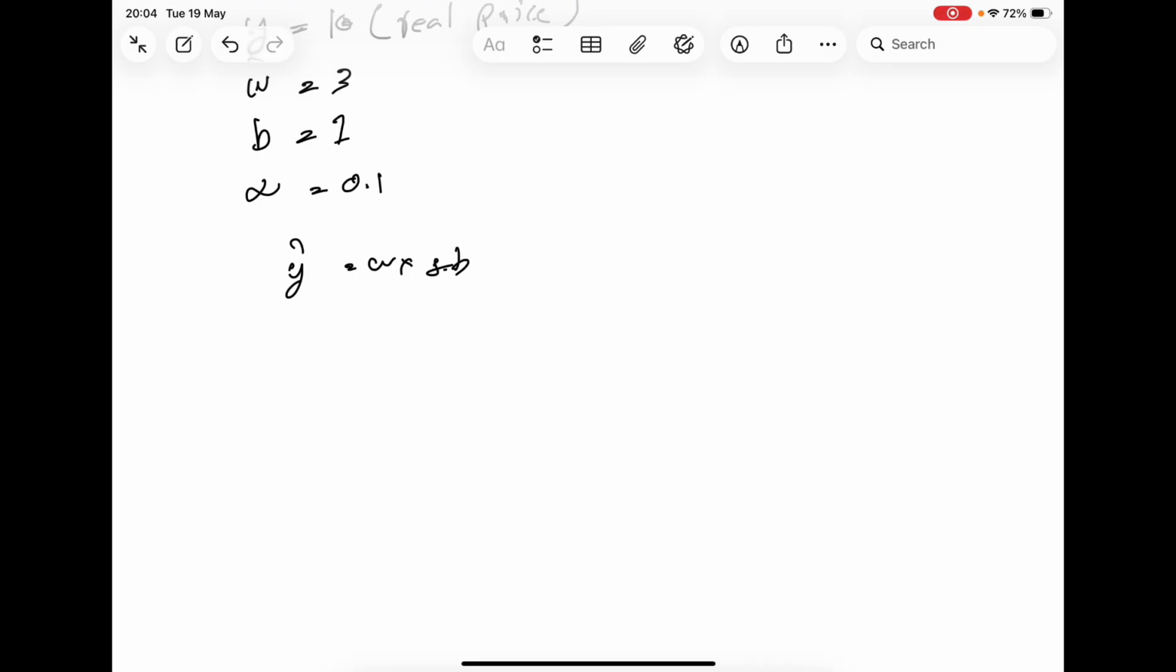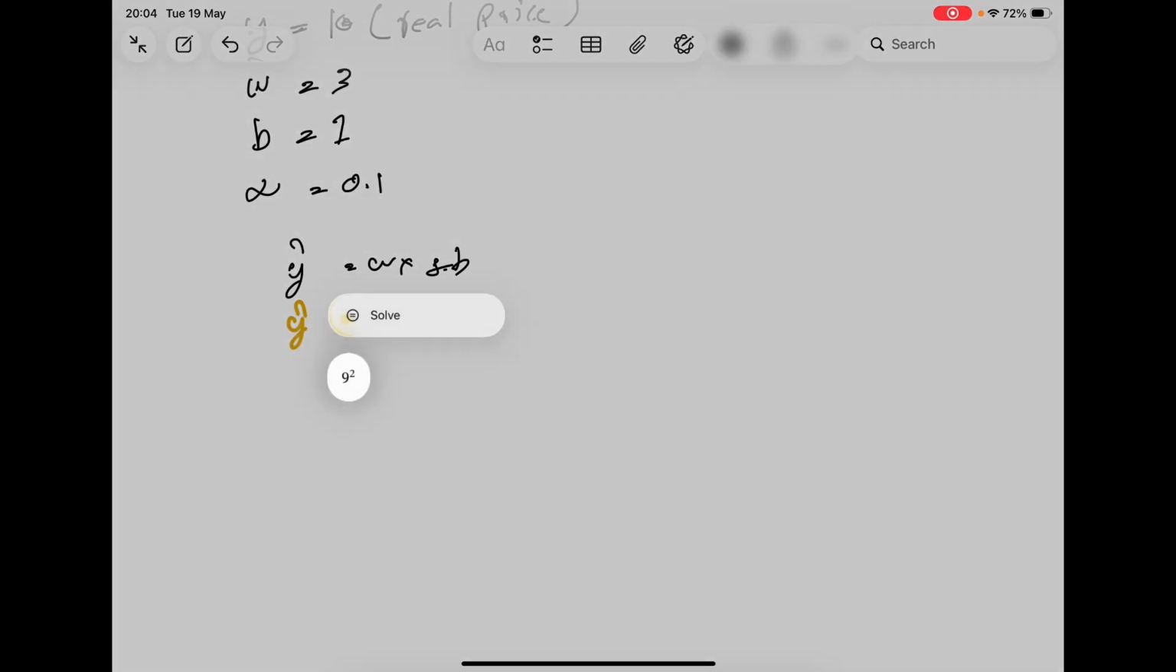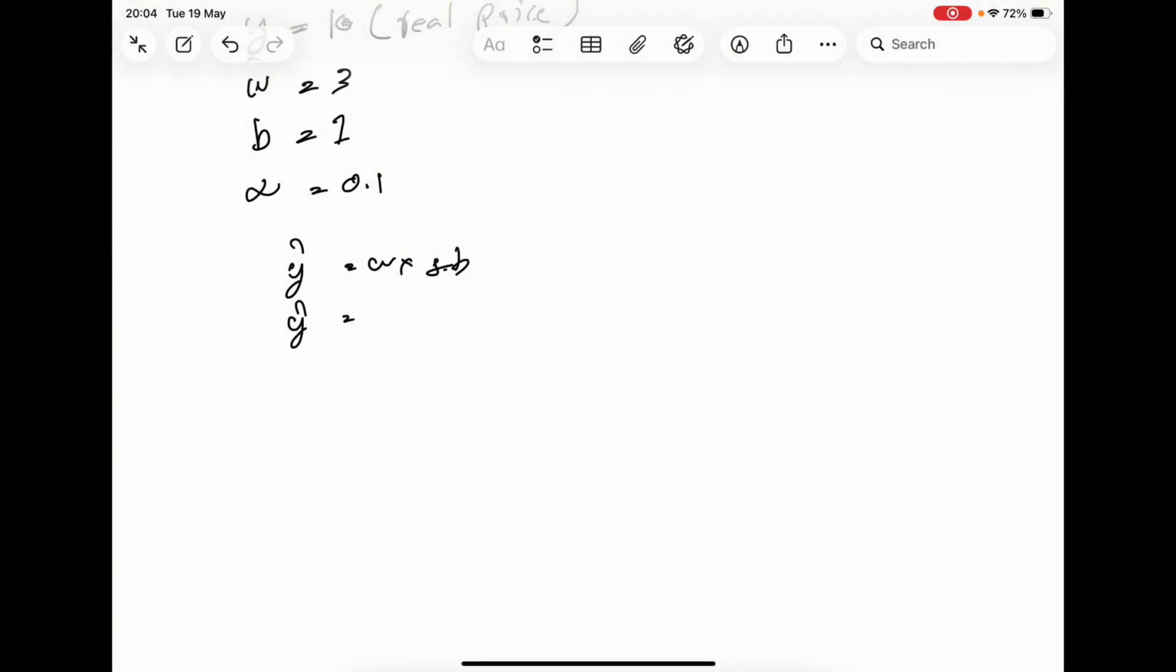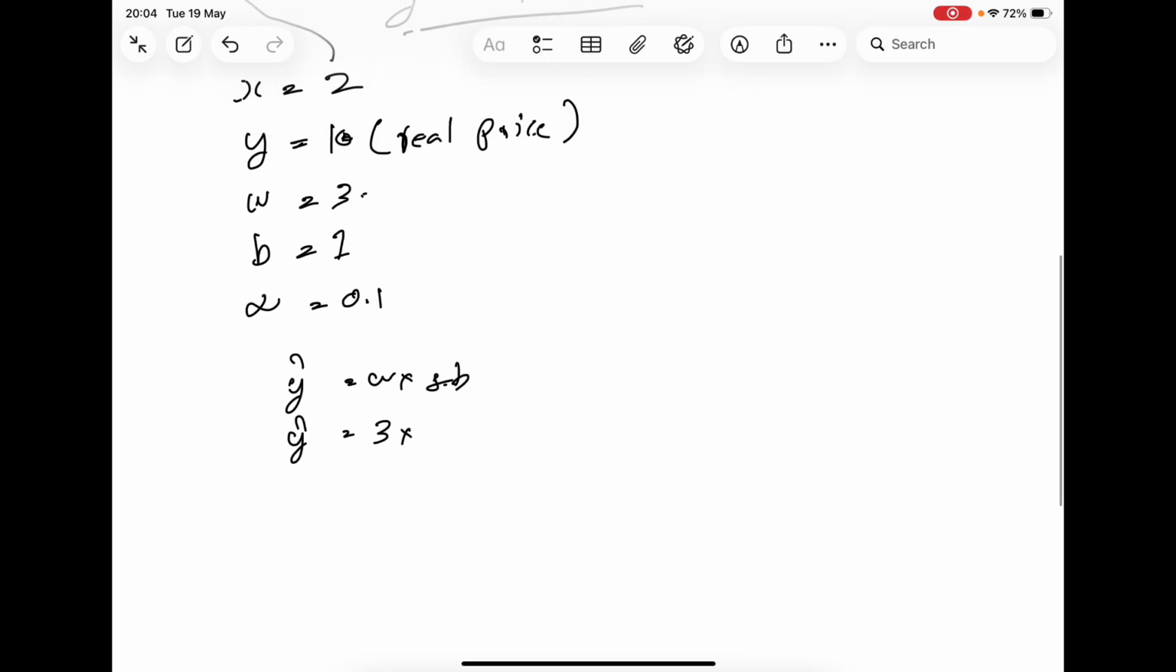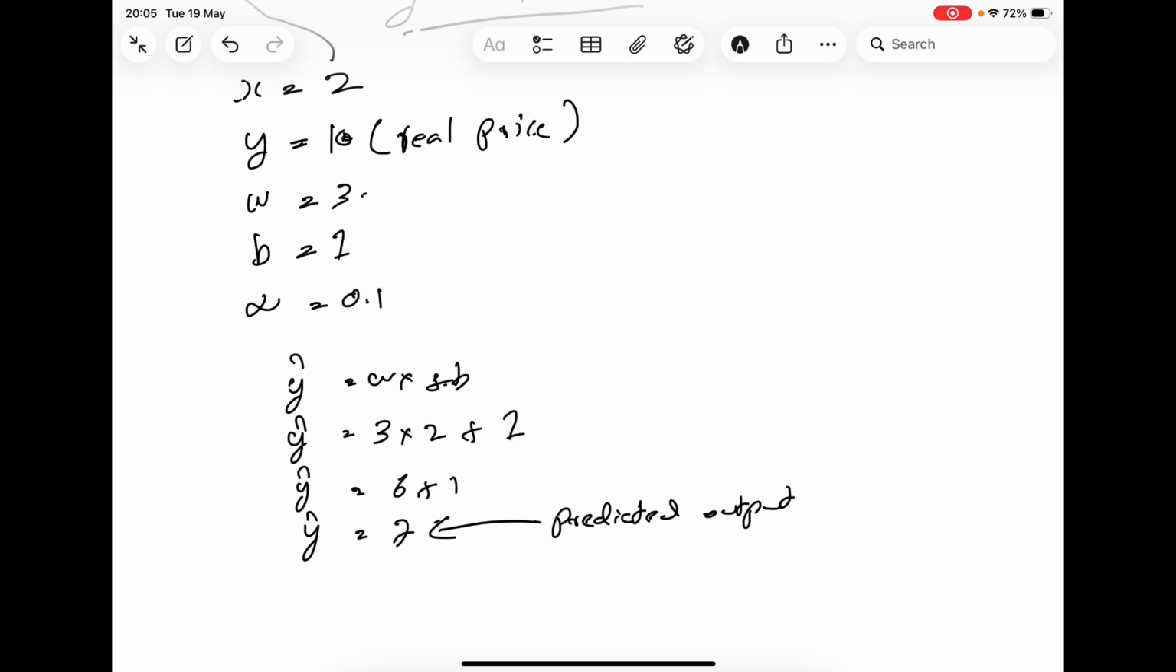we will substitute the values, right? So w means 3, x means 2, plus bias is 1. So the answer is 3 into 2 is 6, plus 1, 7. So the predicted output is 7 right now, right? So we have done a forward pass now.